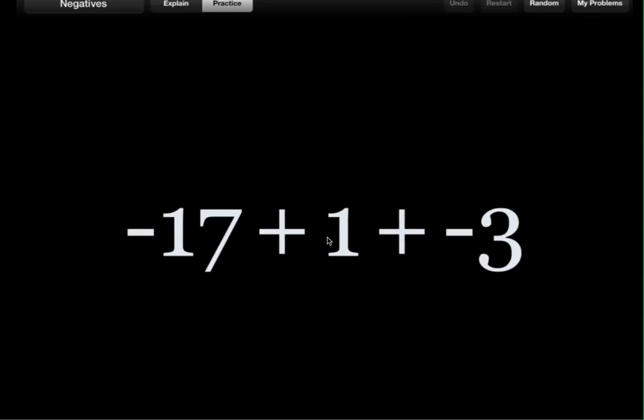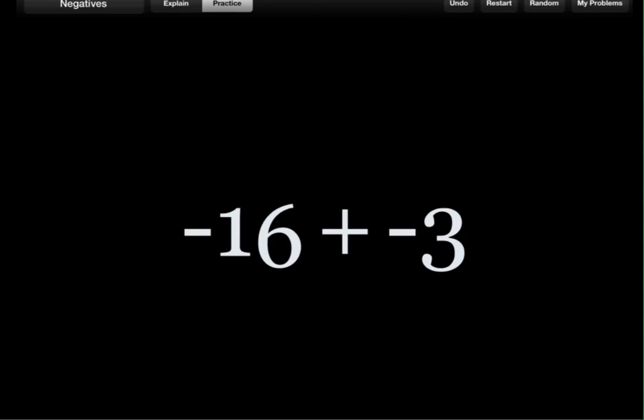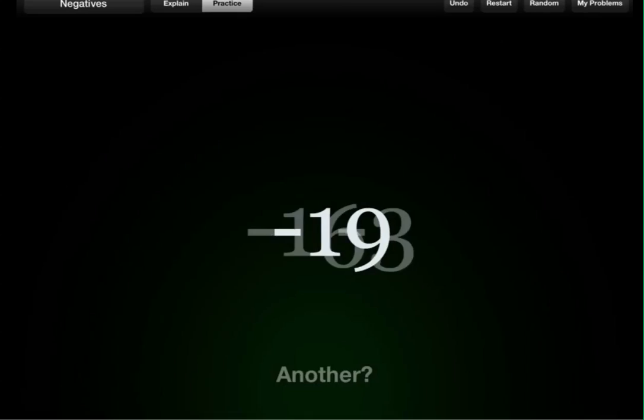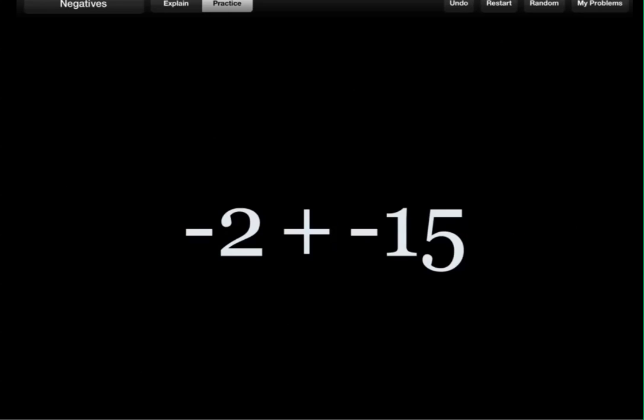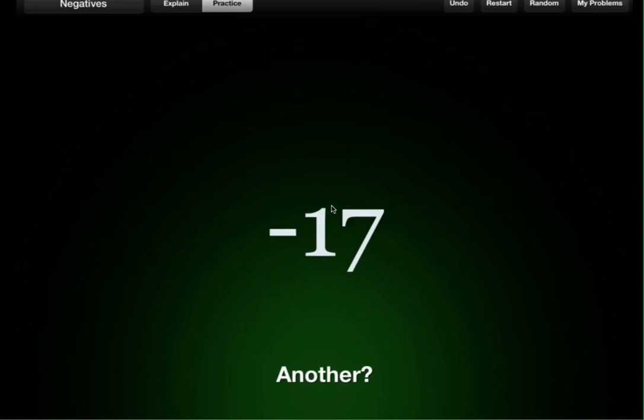So negative 17 plus 1, well, that combined is negative 16. So you need to be thinking about the answer before you put them together. What's negative 16 plus negative 3? Negative 19, I think. Fantastic. And I don't know how many options there are, but there's plenty of work for you to do. Negative 3 plus 1 is negative 2. Okay, good. Negative 2 plus negative 15 is negative 17. Okay, so that's an example of some of the ways in which this works.